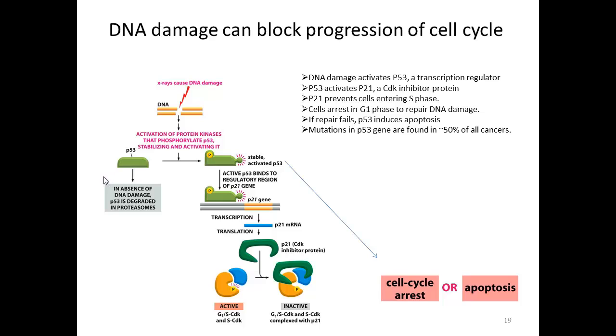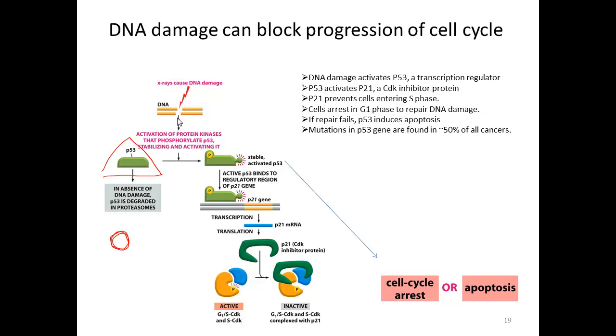The key protein in the DNA damage checkpoint is p53. This protein is known as the guardian of the genome. It's the most frequently mutated protein in all cancers. Now, p53 is constantly being synthesized, but it's also constantly being degraded. So in the absence of DNA damage, p53 is maintained at low levels. So synthesized, degraded, synthesized, degraded, synthesized, degraded.